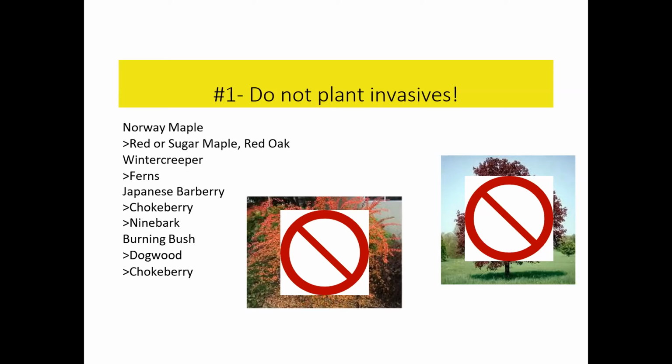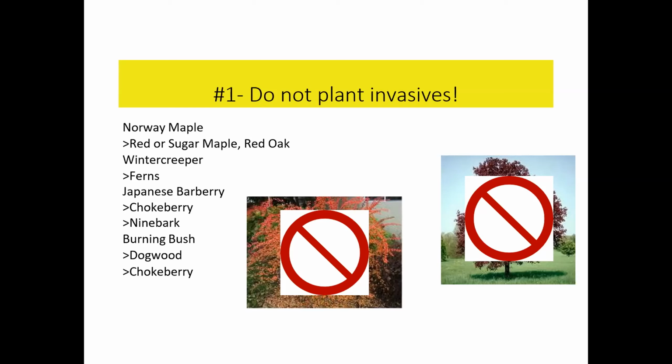Winter creeper, which is a type of euonymus, is invasive. That is now regulated. A good replacement for that are ferns. Japanese barberry is also regulated, although you can still buy it. Apparently there are landscape species that have been bred to not produce any seeds, so it's less invasive. So if you really have to have a Japanese barberry, make sure you get the type that does not produce seeds. Better than that would be to plant some of our native species like chokeberry or ninebark.